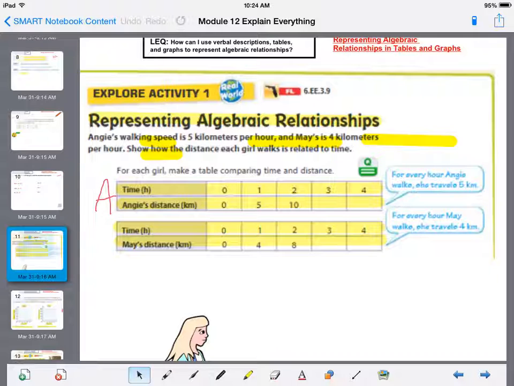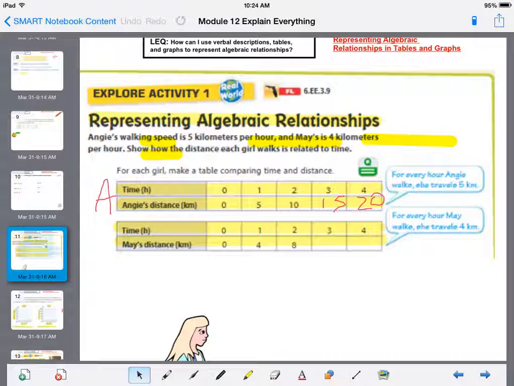And we have for every hour she's walking 5 kilometers. So what we're doing is a multiplicative relationship where we are taking x or your hours and multiplying by 5. So 2 times 5 is 10, 3 times 5 is 15, and 4 times 5 is 20.